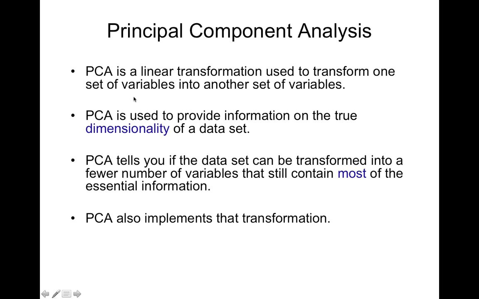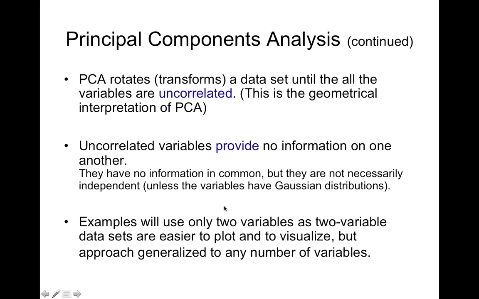Principal component analysis is a linear transformation that's used to transform one set of variables into another set of variables. And it's useful because then we can get information on the true dimensionality of a data set. So in the previous example, what looked like a two-dimensional data set was actually a one-dimensional data set with the second dimension taken up in noise. Principal component analysis will tell you if the data set can be transformed into a fewer number of variables that still contain most of the essential information, and it will implement that transformation.